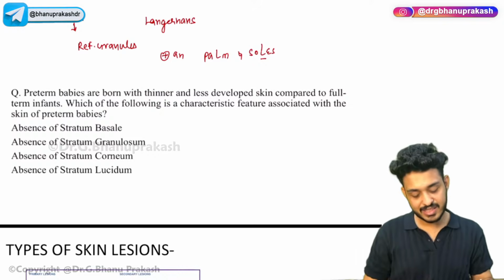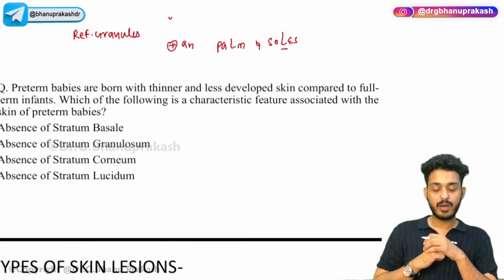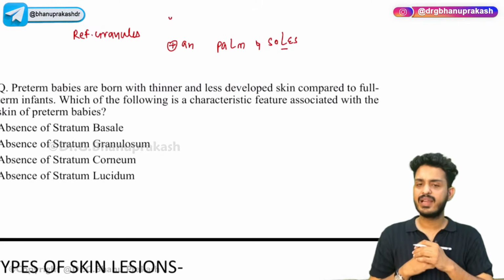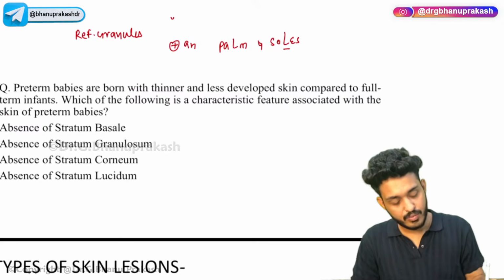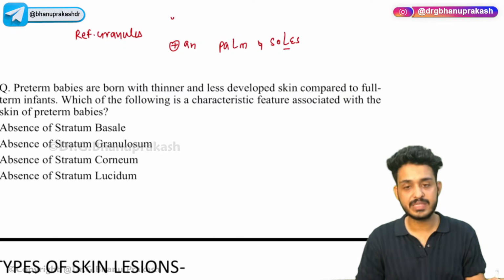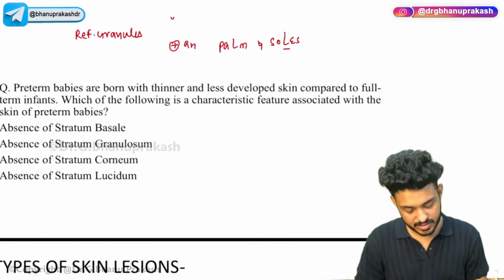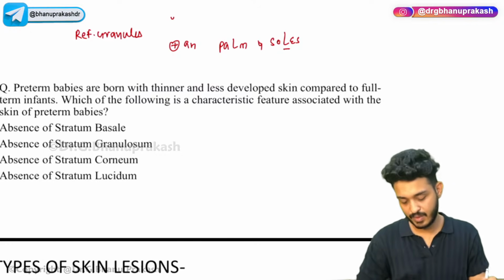Try to answer this particular question. Question number 2. Preterm babies are born with thinner and less developed skin compared to full-term infants. Which of the following is a characteristic feature associated with the skin of preterm babies? What would be your answer? Try to answer. C.